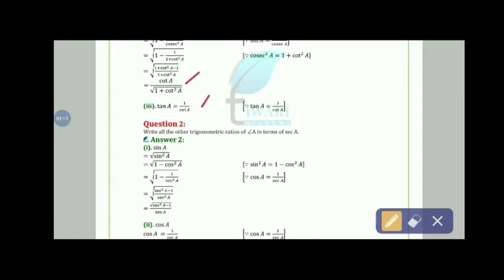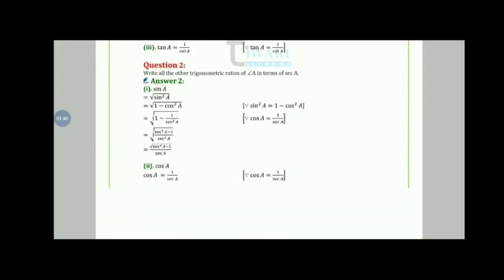Now in question number 2, write all the trigonometric ratios of angle A in terms of sec A. So sin A, again root sin square A. Sin square A can be written as 1 minus cos square A, and in reciprocal, root 1 minus 1 over sec square A, that is sec square A minus 1 over sec square A, which can be written as root sec square A minus 1 over sec A. Then if we move to the second part, cos A can be written as 1 over sec A.